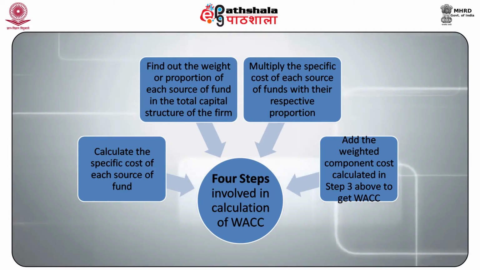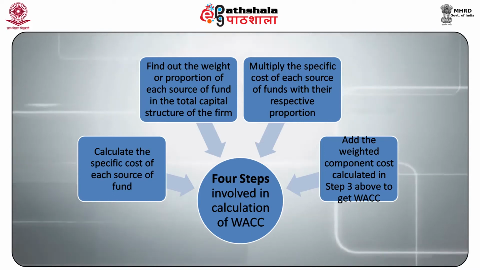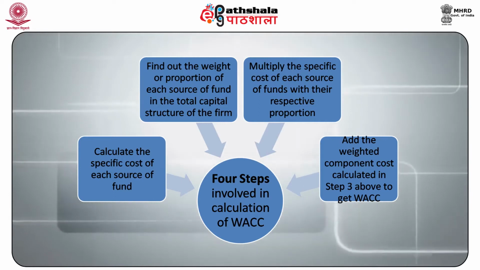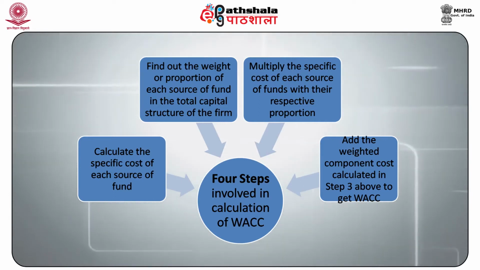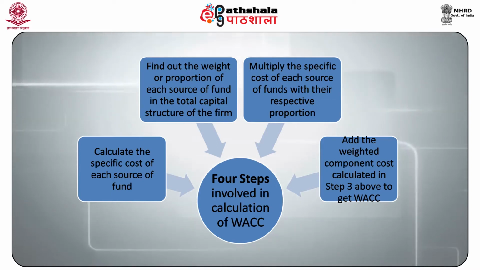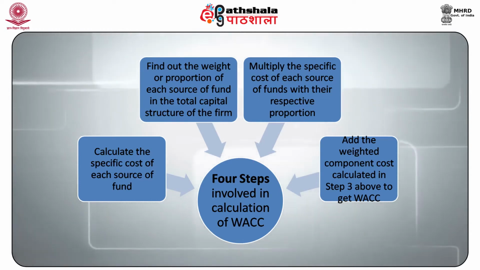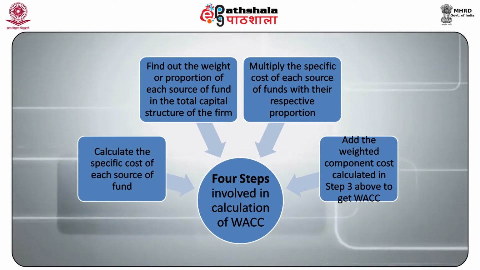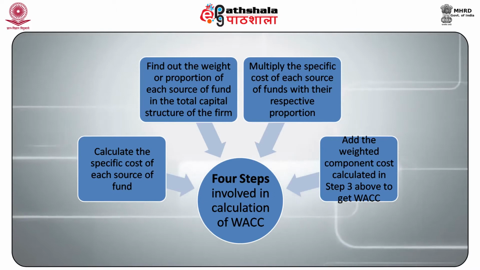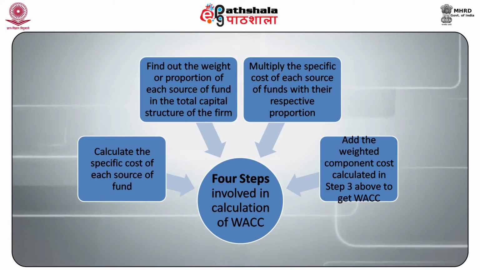Number 1. Calculate the specific cost of each source of fund. Number 2. Find out the weight or proportion of each source of fund in the total capital structure of the firm. Number 3. Multiply the specific cost of each source of fund with their respective proportion. And lastly, add the weighted component costs calculated in step 3 above to get WACC.